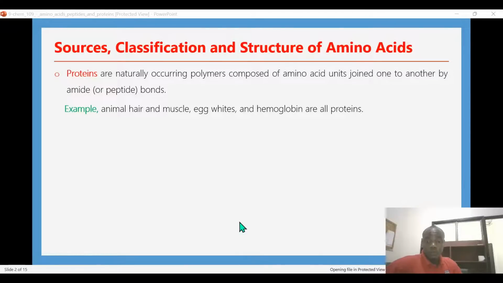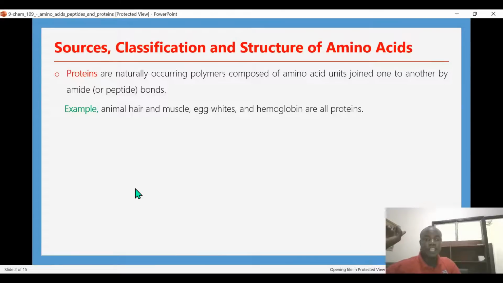So proteins are important, and as I said from the beginning of the lecture, proteins are made up of amino acids. In one protein, you can have more than 100 amino acids. And how these amino acids join to produce proteins is through a bond, because there must be a bond that will link them together. The bond that links one amino acid to another is called an amide bond, or you can call it a peptide bond.